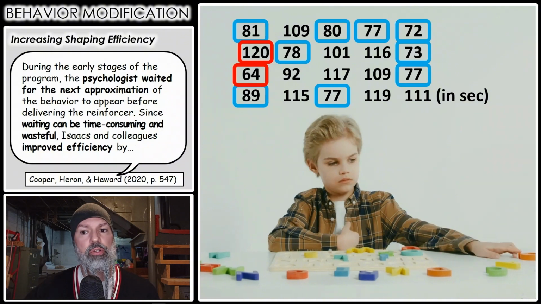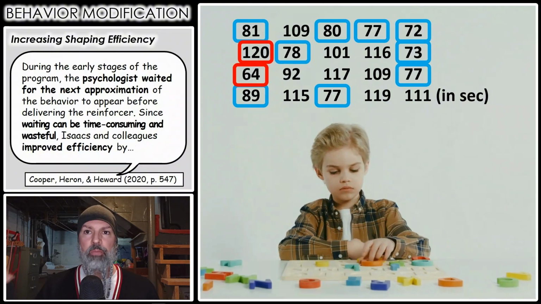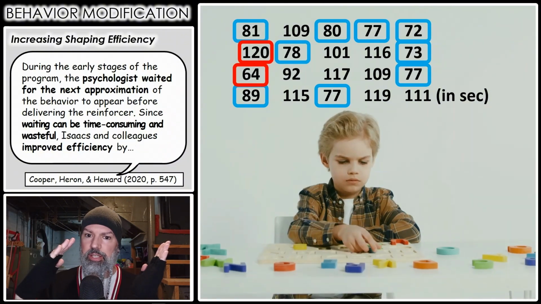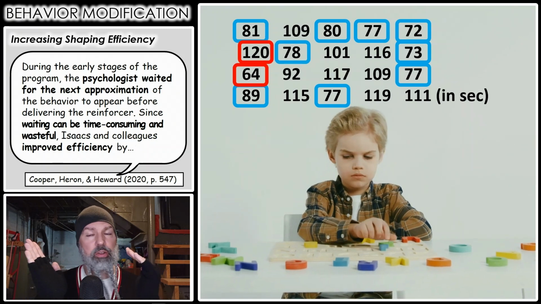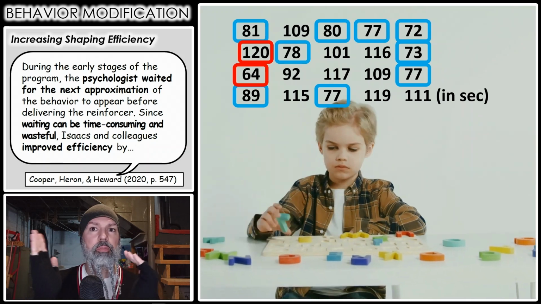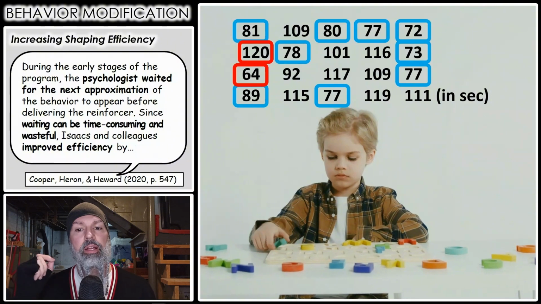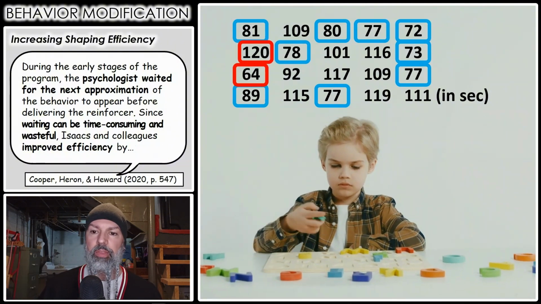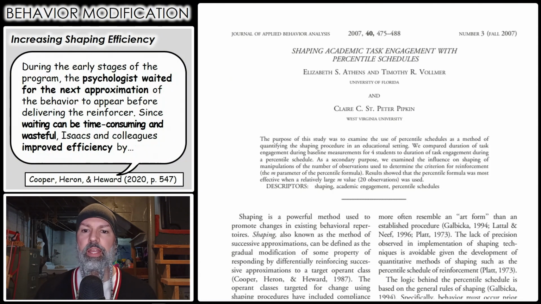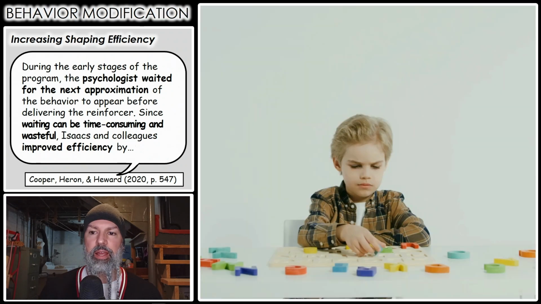So how should you choose? How should you choose that next level? Where in between that 64 second, way too hard, and 120 seconds, way too easy, where in between should we set that new criteria to be maximally efficient? Well, Athens et al., in their Shaping Academic Task Engagement with Percentile Schedules, actually suggested a quantitative way to choose that next duration, a quantitative way to choose what the next successive approximation should be. So let's take a look at their suggestion.